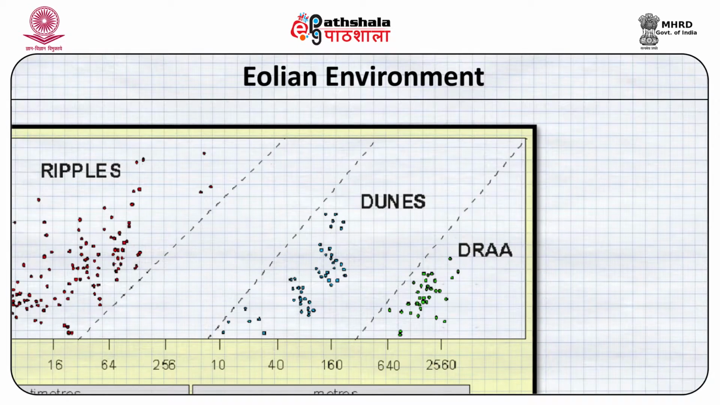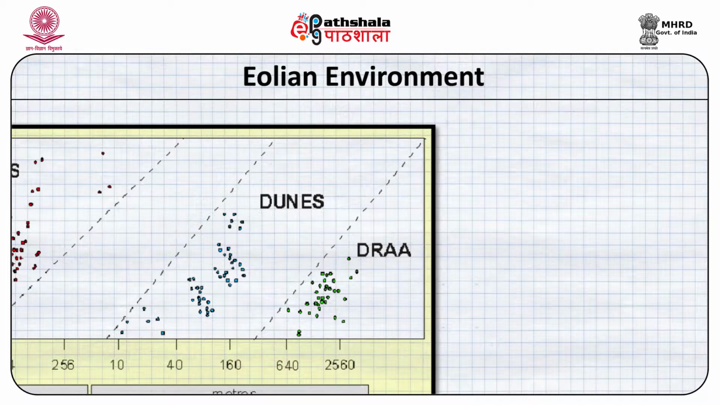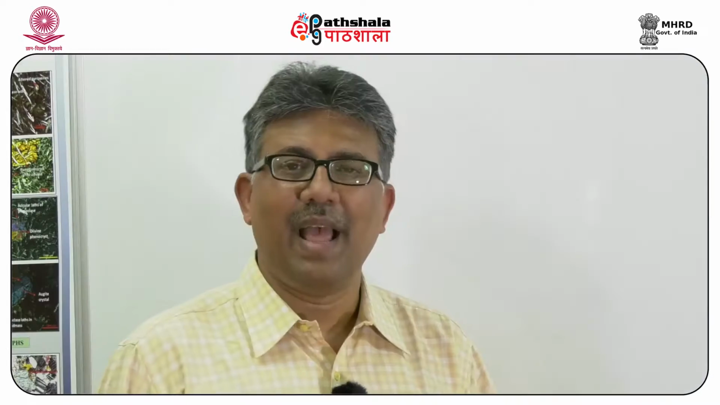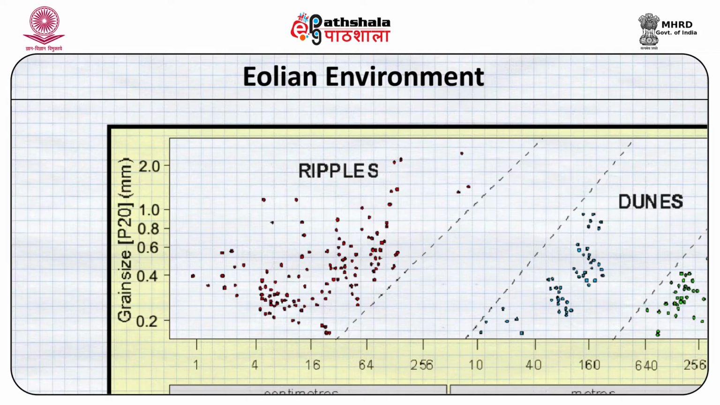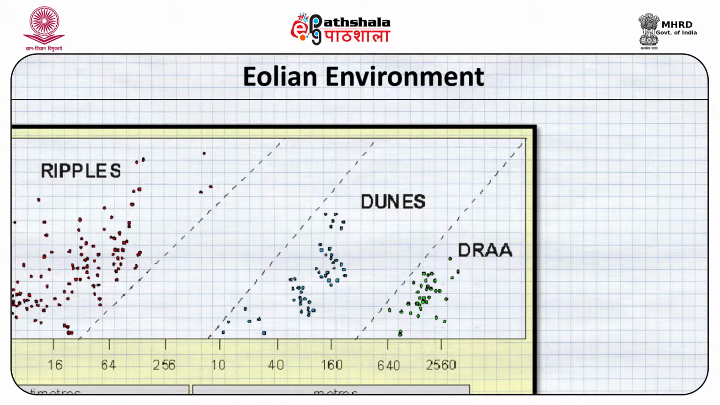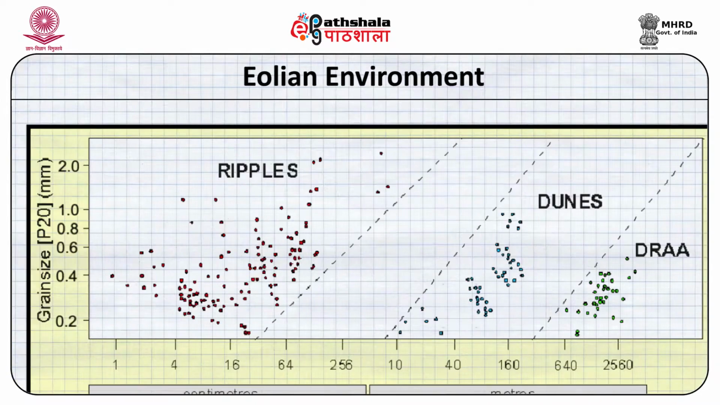Now, we come to the dune. Dunes are 10 to 100 meter in dimension in terms of wavelength, and they record a migration of 10 to 100 meter. Whereas the draw is 500 meter to 5 kilometer in dimension, and they record the minimum amount of migration in a year. So, the slowest is the draw, which is slowest in migration but largest in dimension. The dune is the intermediate, and ripple is the fastest but the smallest in dimension.